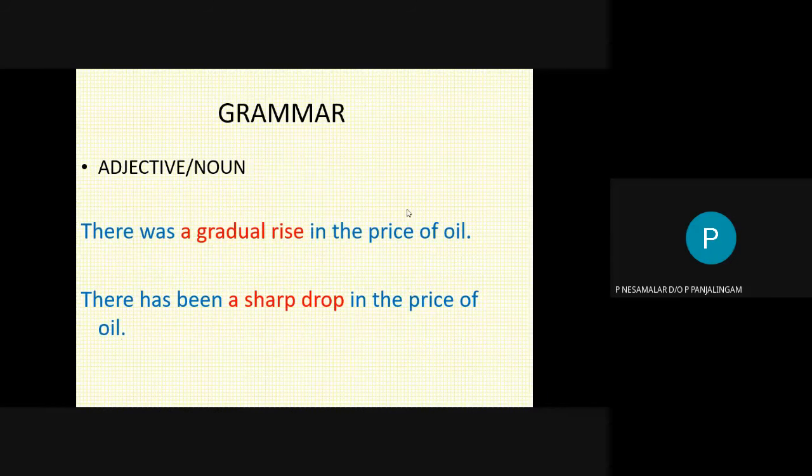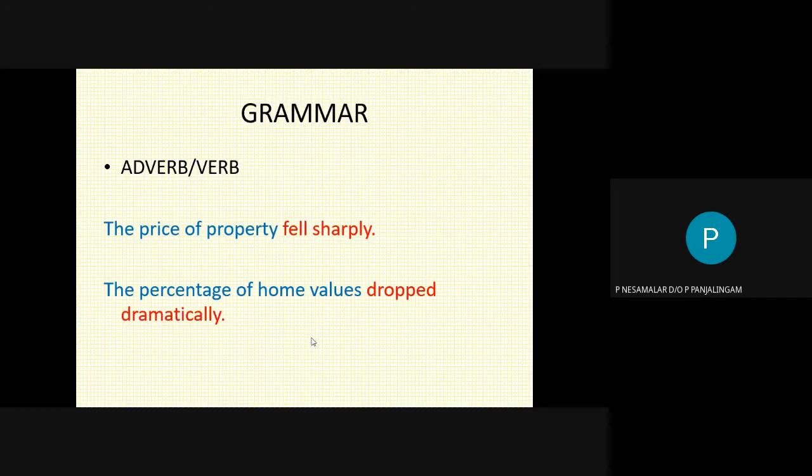Now here's an example when you're using adjective or noun. You need to begin the sentences with there. There was a gradual rise. Okay, this is a noun, not a verb. There has been a sharp drop. You use the article a, adjective, noun. And when you're using adverb, verb: the price of property fell sharply. Verb, adverb. The percentage of home values dropped dramatically. Verb, adverb.